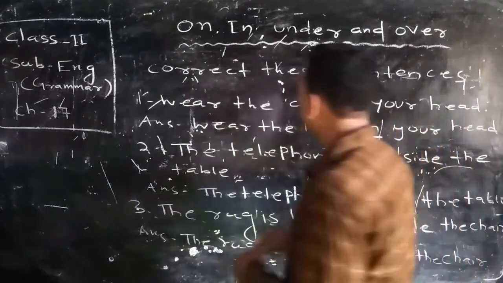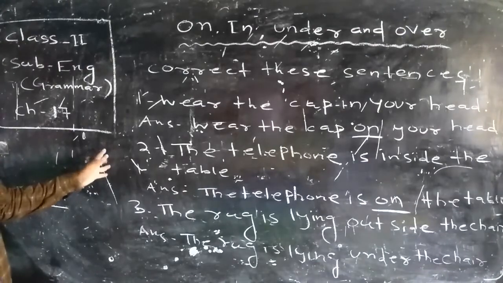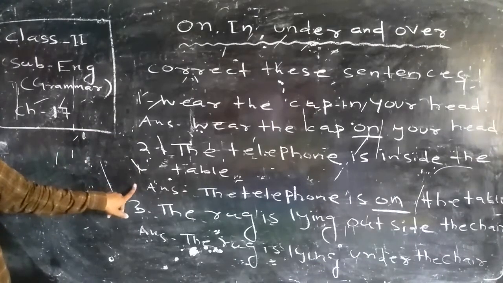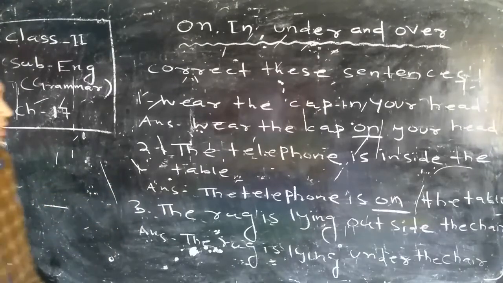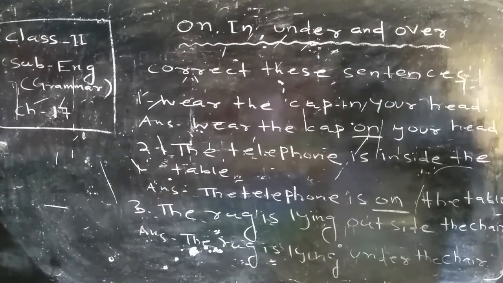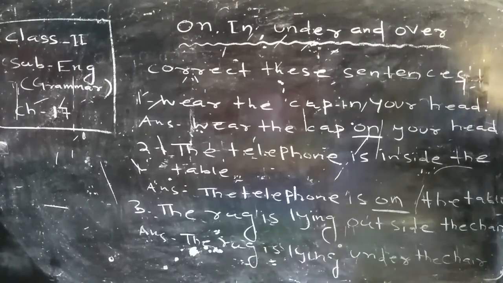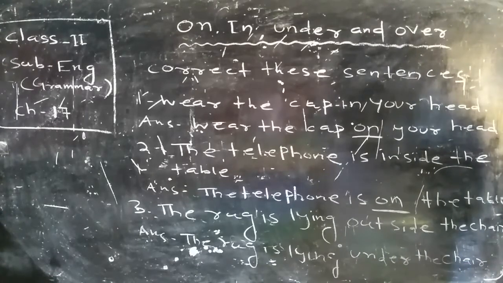Then number 2: the telephone is inside table. 'Inside table' is not possible. So we have to change this sentence: the telephone is on the table. Here you have to use 'on the table'. The telephone will be on the table, how can it be inside? So the first wrong one we write correctly as a sentence. So number 2, the telephone is inside the table, is that not correct? The correct is: the telephone is on the table, okay.